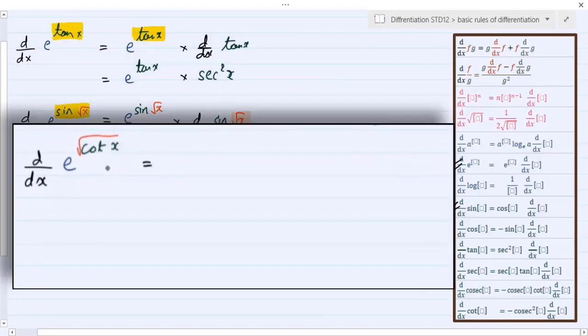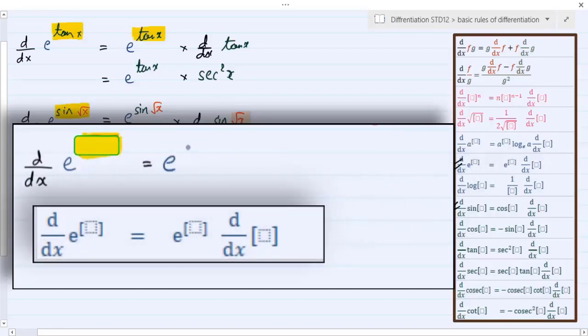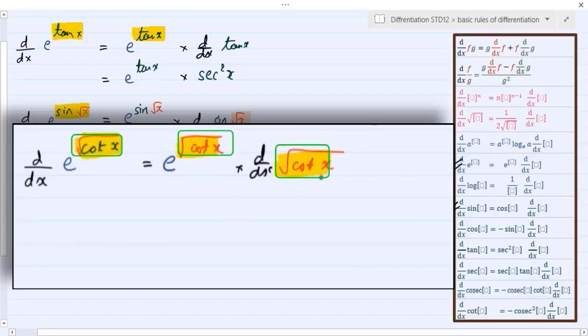Here we have to differentiate e raised to root cot x. Again, we have to find the outermost function, which is e raised to. So let's consider a box around the root cot x. Differentiation of e raised to box is simply e raised to box into differentiation of box. Within the box, we have root cot x. So in the next step, we don't have to worry about this e raised to root cot x. We just have to focus on differentiation of root cot x.